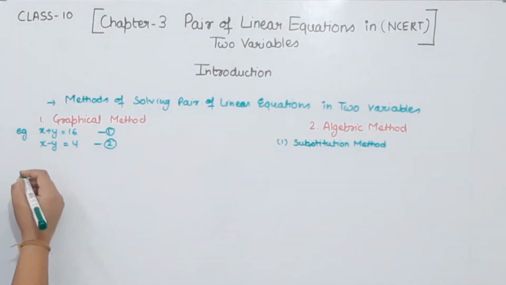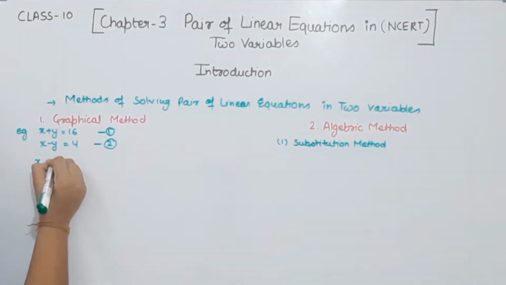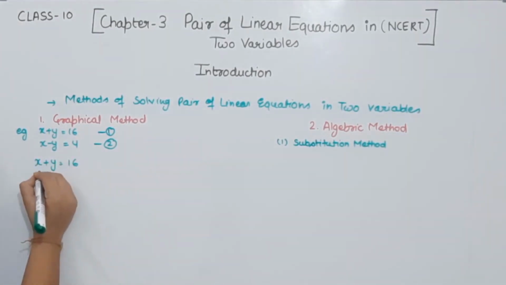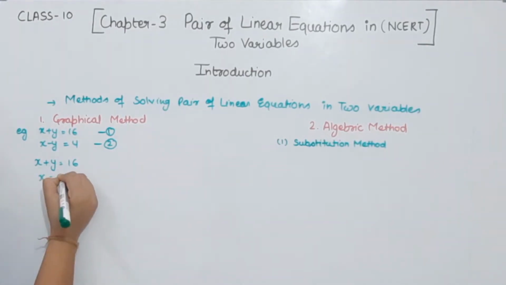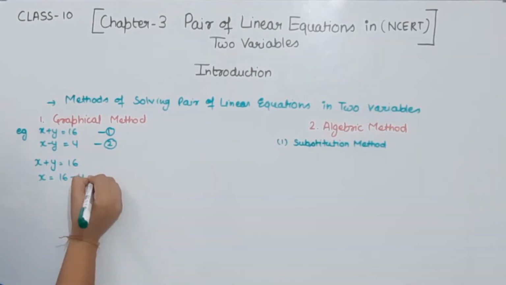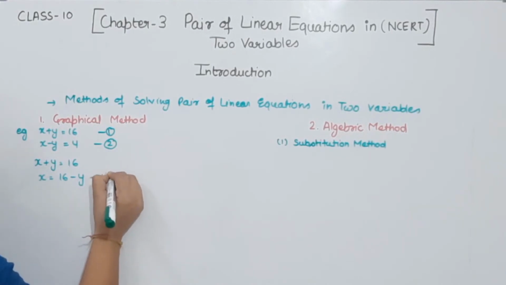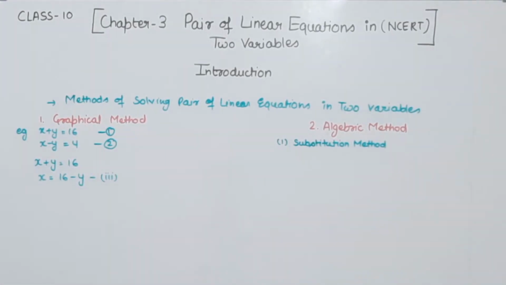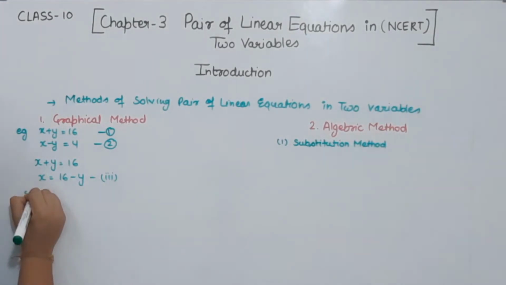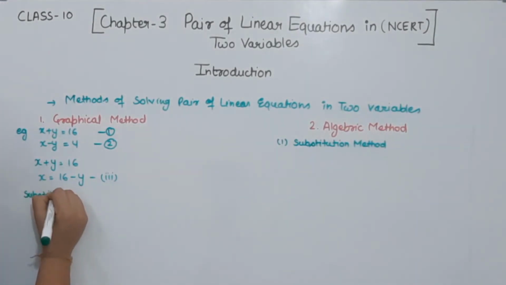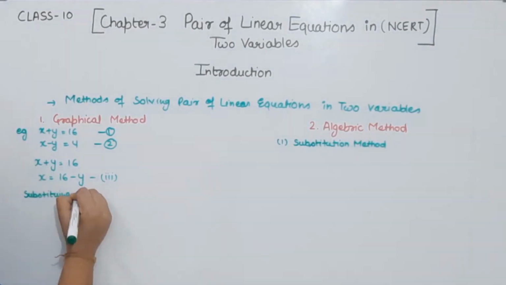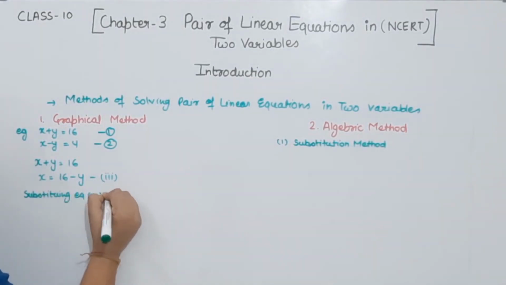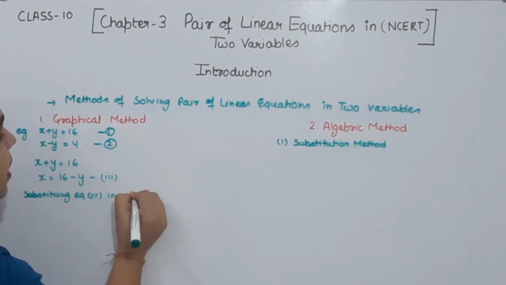Now, let's take one equation. I am taking equation number 1 here. So I'll have x plus y is equal to 16, so we'll have x is equal to 16 minus y. Now this one we are having is equation number 3. Now we are going to substitute this one in equation number 2. We're going to write here, substituting equation number 3 in equation number 2.